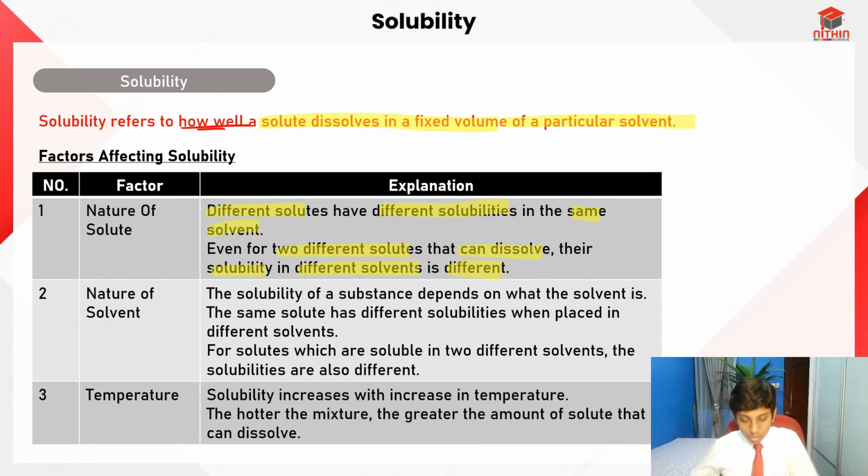Next, the nature of the solvent. The solubility of a substance depends on what the solvent is. The same solute has different solubilities when placed in different solvents. Meaning that if we have a solute called salt and we place salt in water, it has a different solubility than when we place salt in alcohol. Next, for solutes which are soluble in two different solvents, the solubilities are also different.